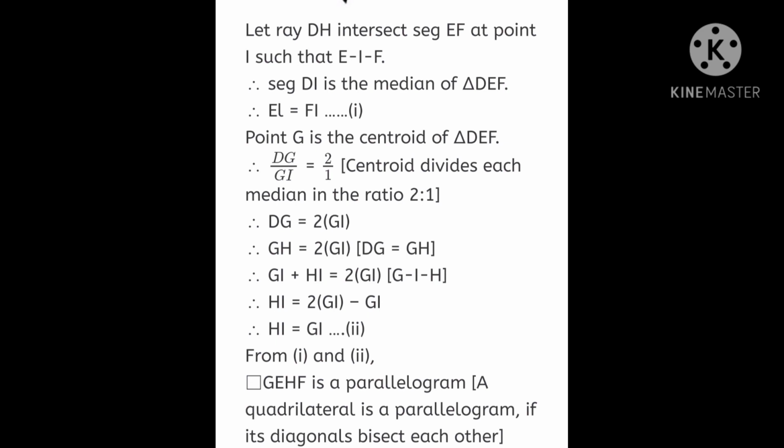Now GI plus HI is nothing but 2GI because G, I, H are collinear points. So that means HI is equal to 2GI minus GI. So HI is equal to GI. That means HI is congruent to GI. So from 1 we proved EI is equal to FI. From the third we proved HI is equal to GI. So from 1 and 3, quadrilateral GEHF is a parallelogram as diagonals bisect each other.